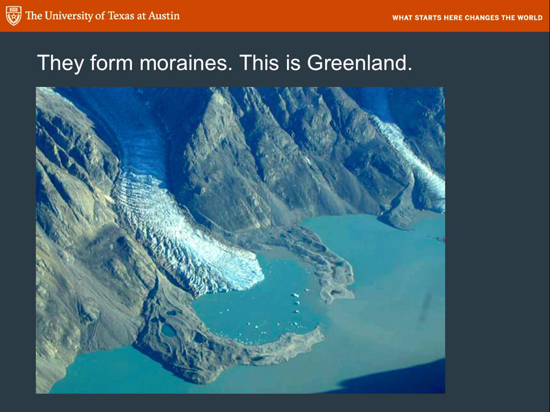Glacial deposits are called moraines, and this is a picture of a terminal moraine, a moraine at the toe of the glacier from Greenland. There's the moraine. This is deposited over many, many cycles of the glacier growing and shrinking with summer and winter and leaving this sediment behind.